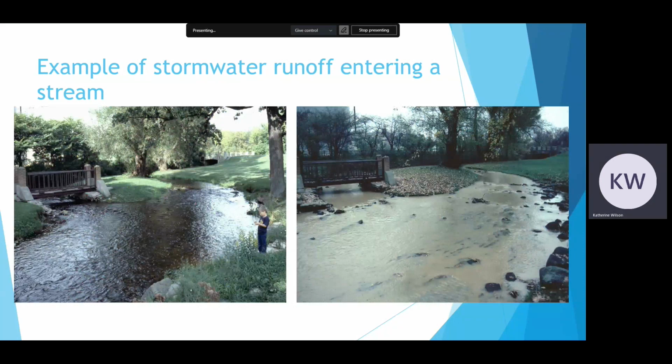So after a rain event, do you wonder why the water is brown? This is why. This is what's happening. That's a result of all the runoff that's not infiltrating into the ground, but flowing overland into our storm drain systems and then into our water.